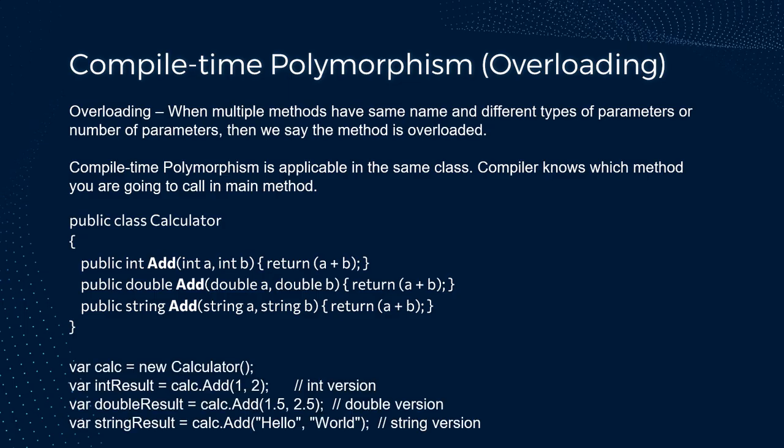And in the main method, you can create an object of Calculator and then call this Add method. And here the compiler knows which method you are going to call. So when you pass an integer here, the compiler knows you are going to call the Add method which has the integer parameters, and in a similar way it knows which parameters you are going to pass. So that is compile time polymorphism. Let's look at it in action in Visual Studio.